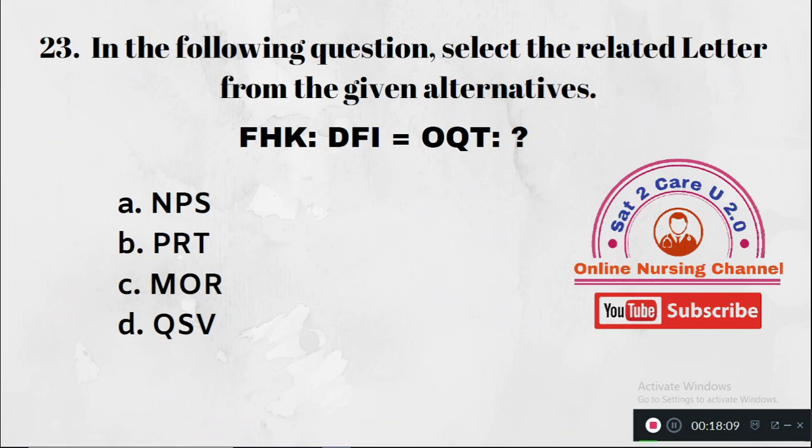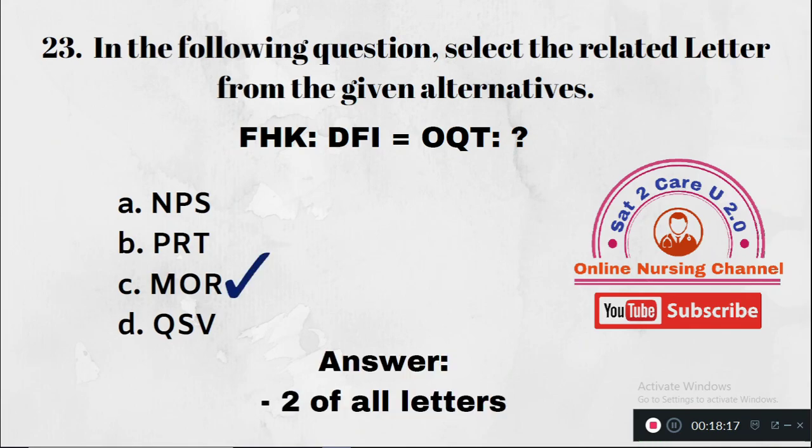Now you work it out, then you can see the correct answer here. The right answer is MOR. Very simple, minus 2 of all the letters. So F, and you are having D. When you minus 2 letters, from the F you are getting D.